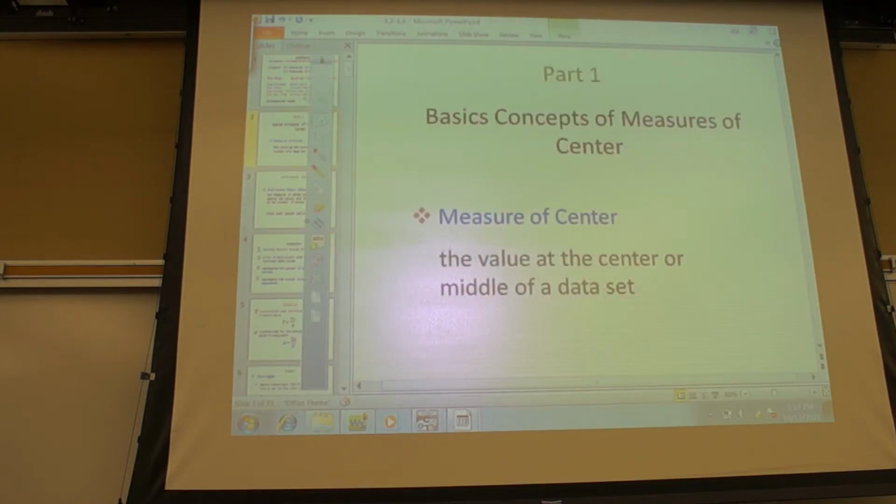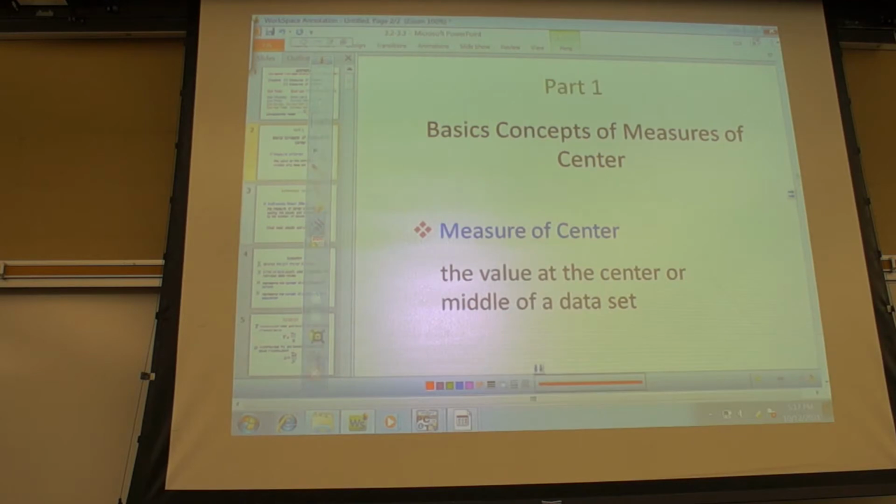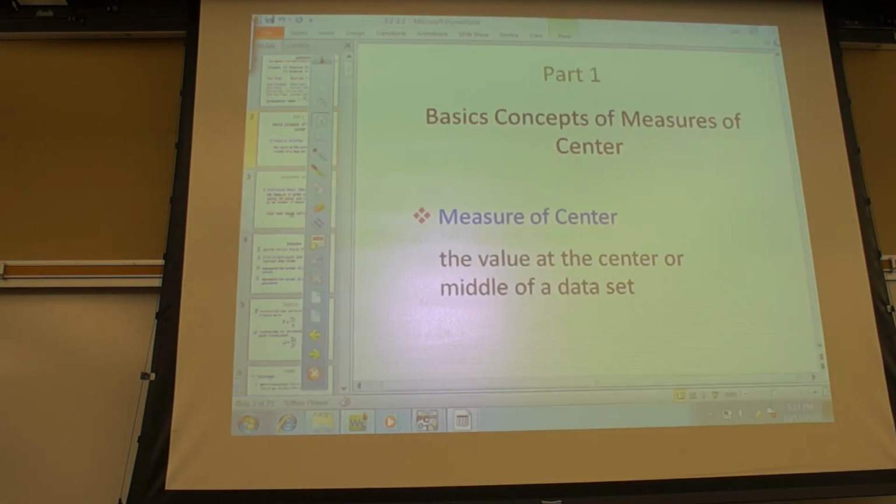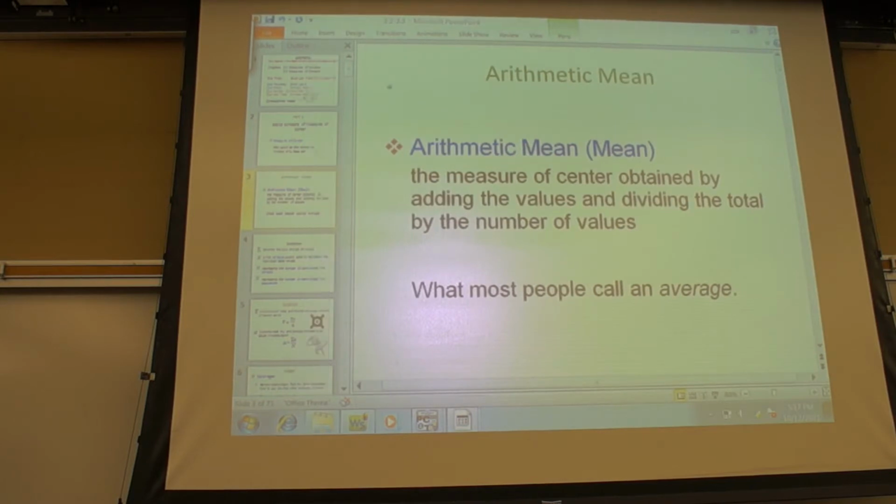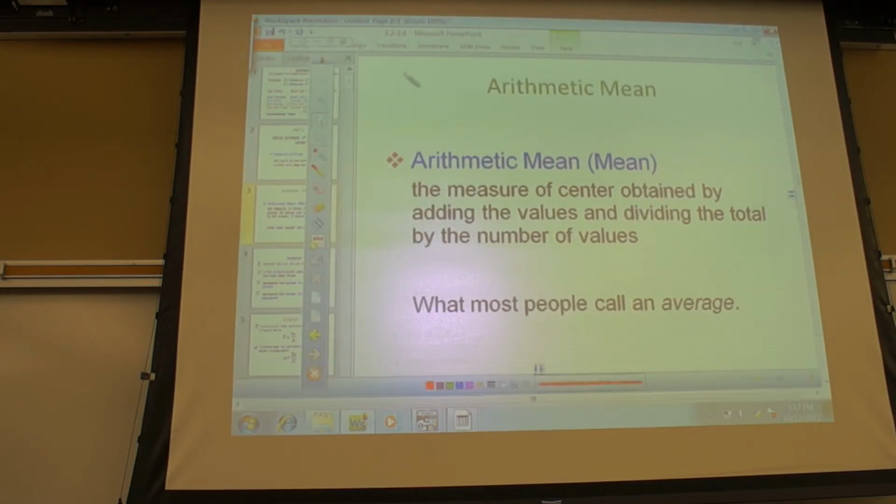So last class we talked about the measures of center, the values in the center of a data set. For example, the first main one you're used to is the arithmetic mean. That's when you add them all up and divide by how many there are. That's what you usually think of when you think of the word average.